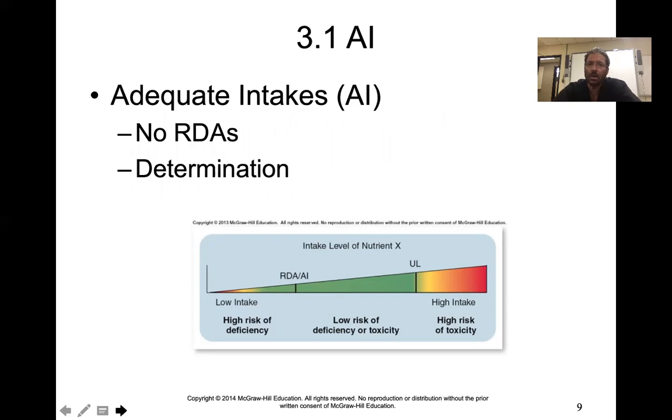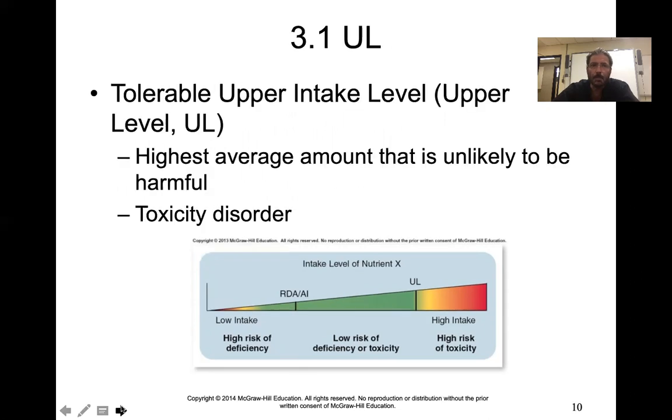Adequate intake, there's no recommended daily allowance, and that's just a determination of what's adequate intake. It depends on all those factors. Tolerable upper intake level is just the highest average amount that is unlikely to be harmful. So with some of these vitamins, more is not always better. Some vitamins are very, very toxic.